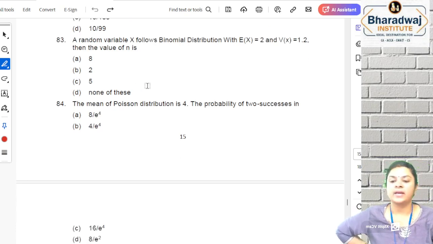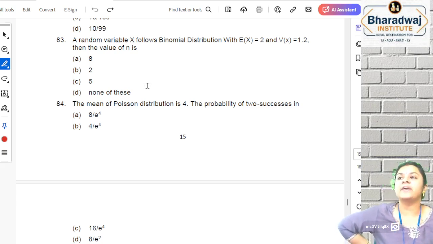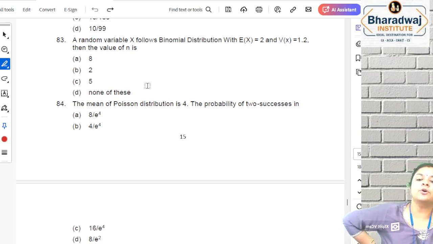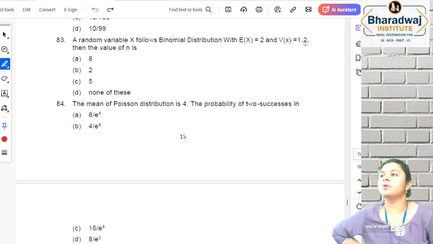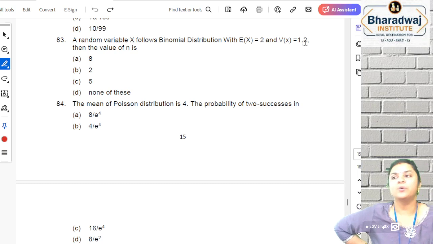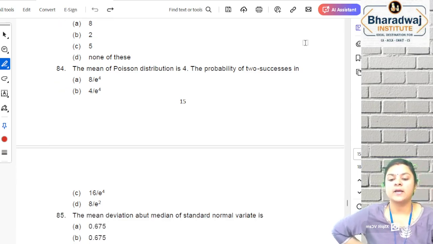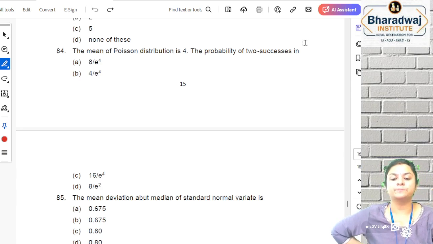Okay. 83, a random variable follows binomial distribution. E of x is arithmetic mean, expected value. Sigma NP is equal to 2. V of x is variance. Variance is equal to 1.2. So NP is equal to 2, NPQ is equal to 1.2. Find the value of n. You can directly solve.